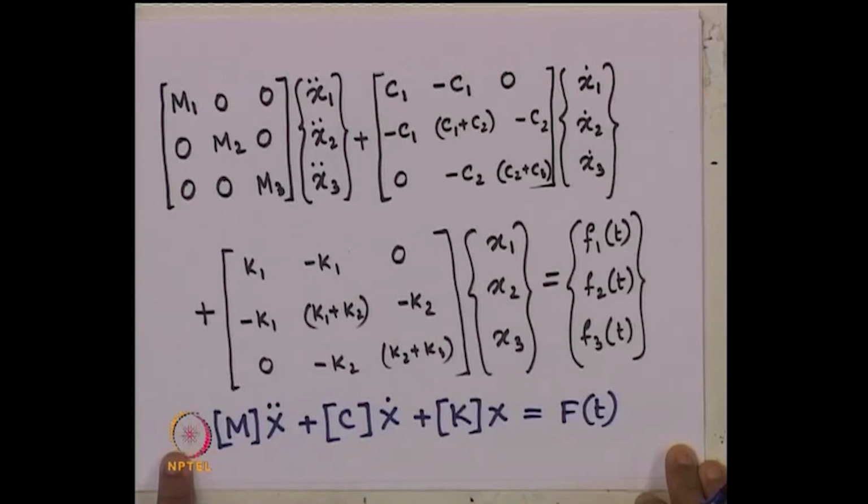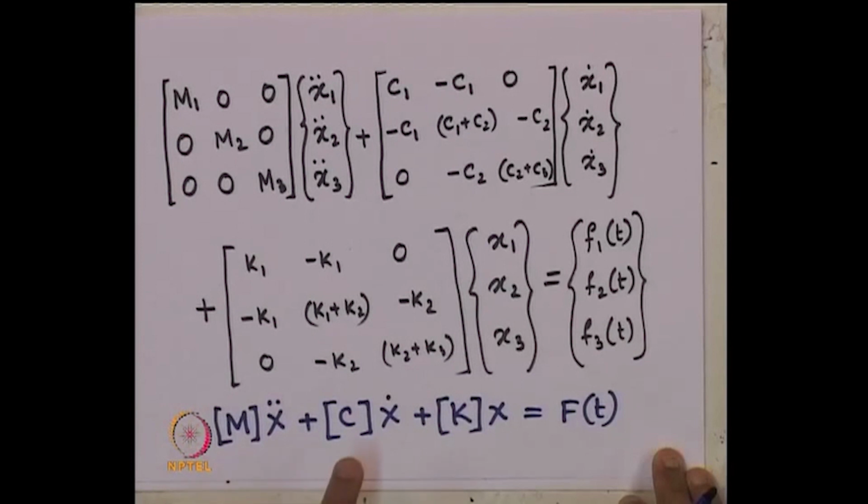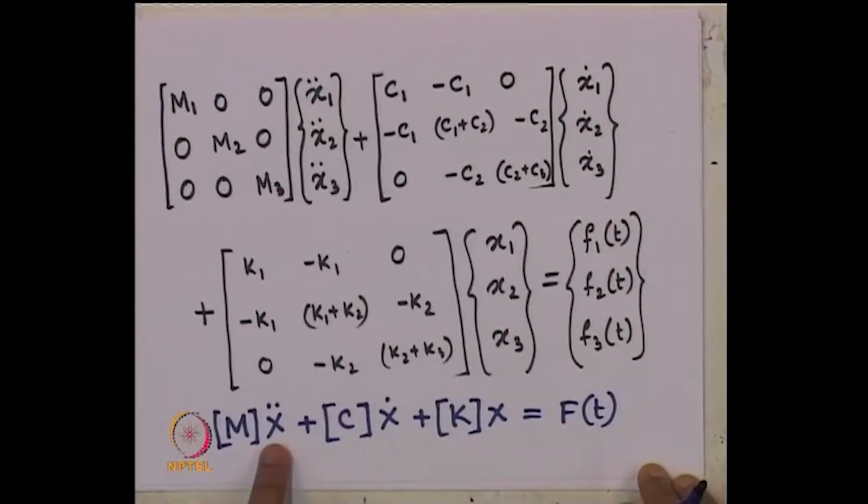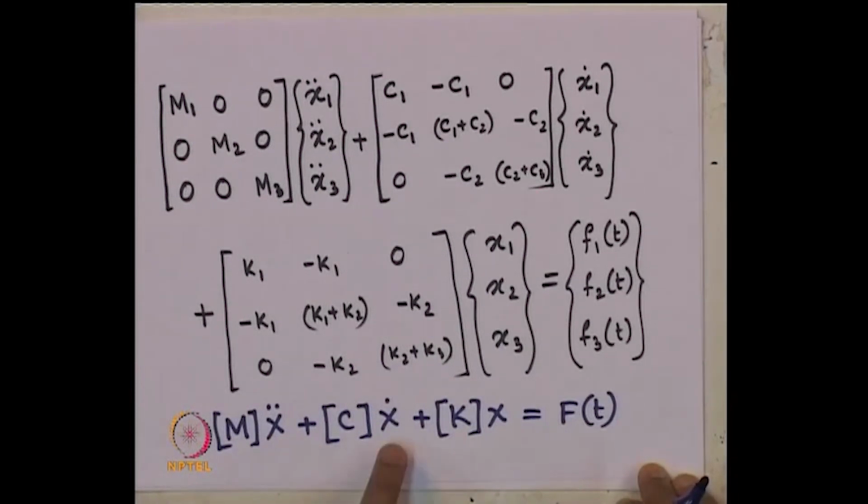Whatever we have seen in the single degree of freedom system, the same equation is valid for a multi degree of freedom system. The only change is that for a single degree of freedom system, these were just single quantities or values. Now, for a multi degree of freedom system, these are matrices, that is, this is the mass matrix, this is the damper matrix, this is the stiffness matrix. And for a single degree of freedom system, the acceleration, velocity and displacement were just single parameters. In this case, these are vectors: the acceleration vector, velocity vector and displacement vector.